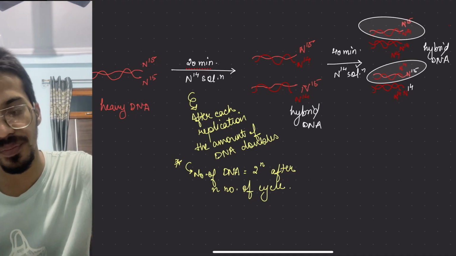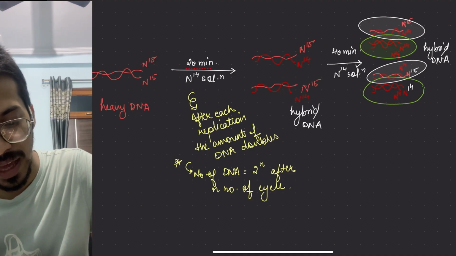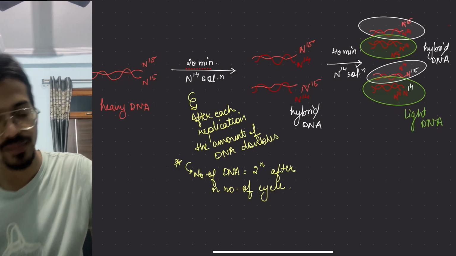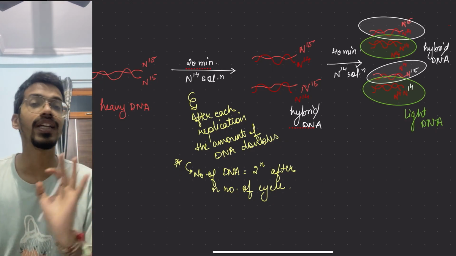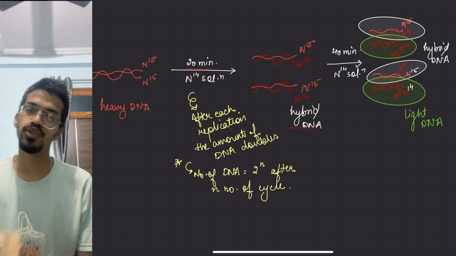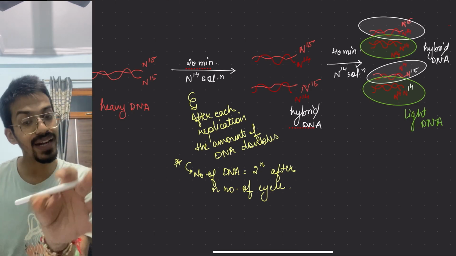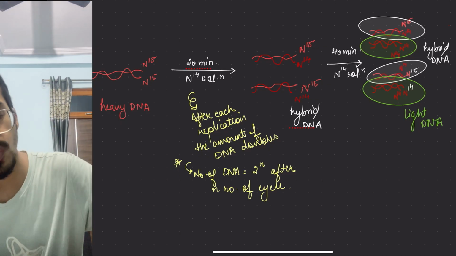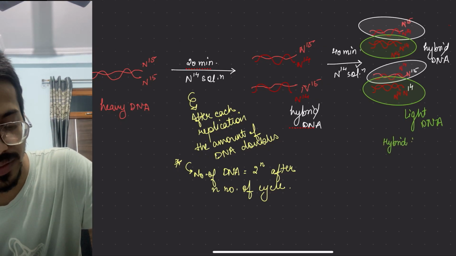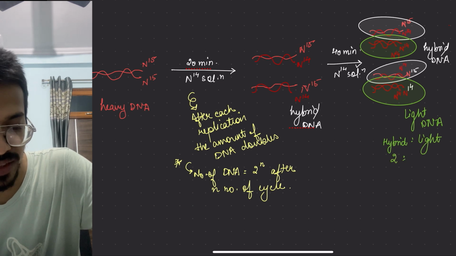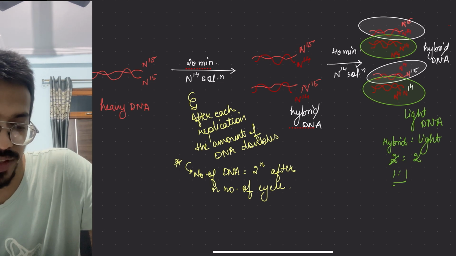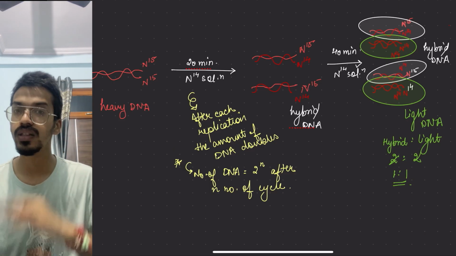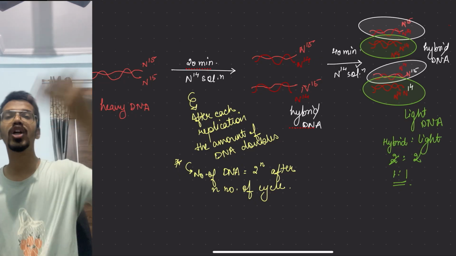Whereas this one and this one are the lighter DNA. So after 40 minutes, two different types of DNA are present in equal proportion. These things should be in your markings. So here we have hybrid to light at 2:2, which will be 1:1, equal proportion. But will this equal proportion be sustained later on? Let's try it. An extra 20 minutes we go on.